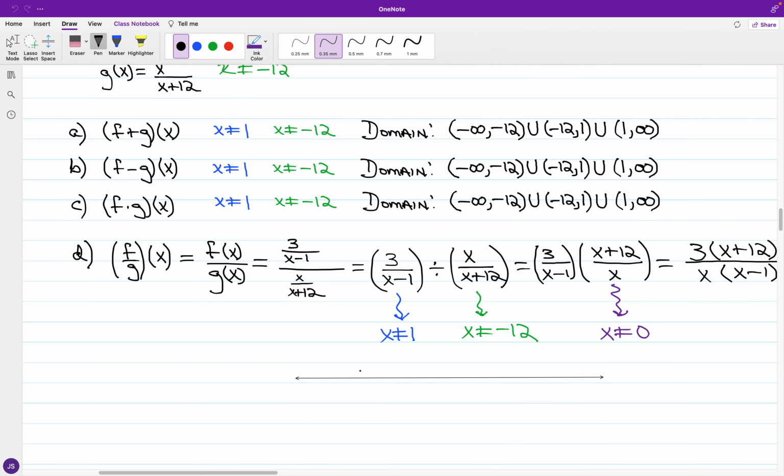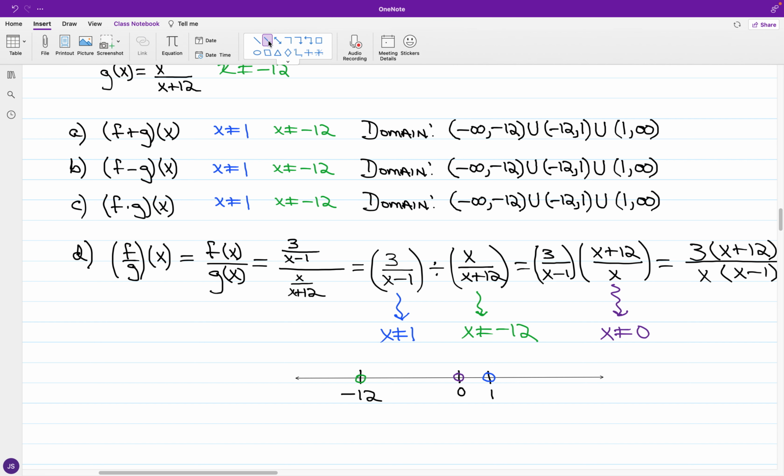So with our values of interest, we have negative 12, and then the next excluded value we have is 0, and also we have 1. And what will be in the domain will be all the other values.